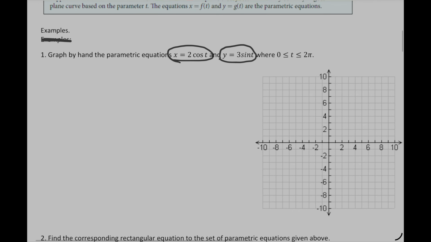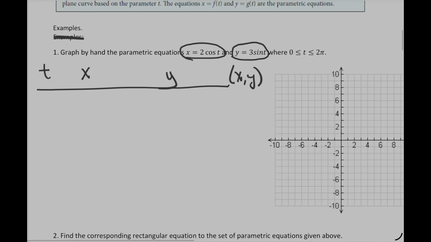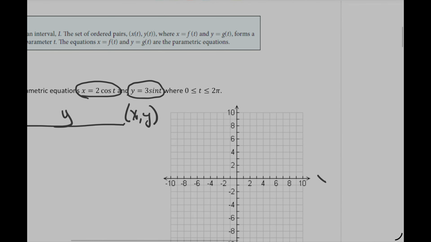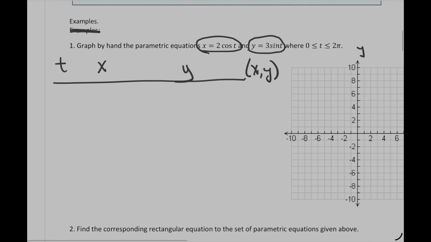So when we're going to graph this, there's technically 3 variables, right? So when I'm making my table of values, I'm going to have a t, an x, and a y, okay? Now, when it comes to graphing, I am only going to plot the x-y pair on my Cartesian coordinate grid here, okay? So it's telling me that my t values go from 0 to 2 pi. So I'm going to probably run out of room.